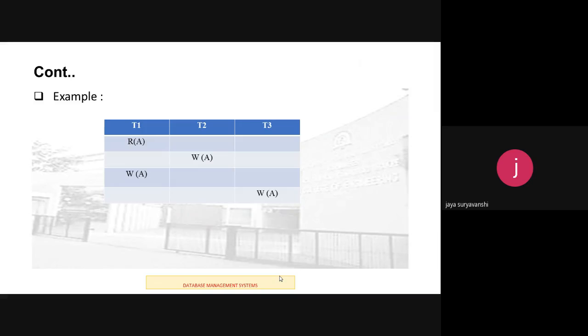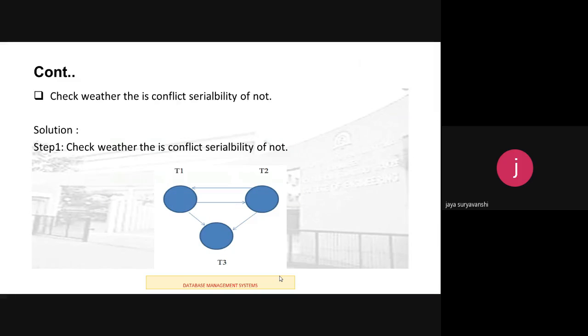So this is one example. Three transactions are there. You have to check whether this is conflict serializable or not. To prove this, you first have to find the precedence graph. Through this precedence graph, we find out the dependency of each and every transaction. We have already covered many times how to draw this precedence graph.